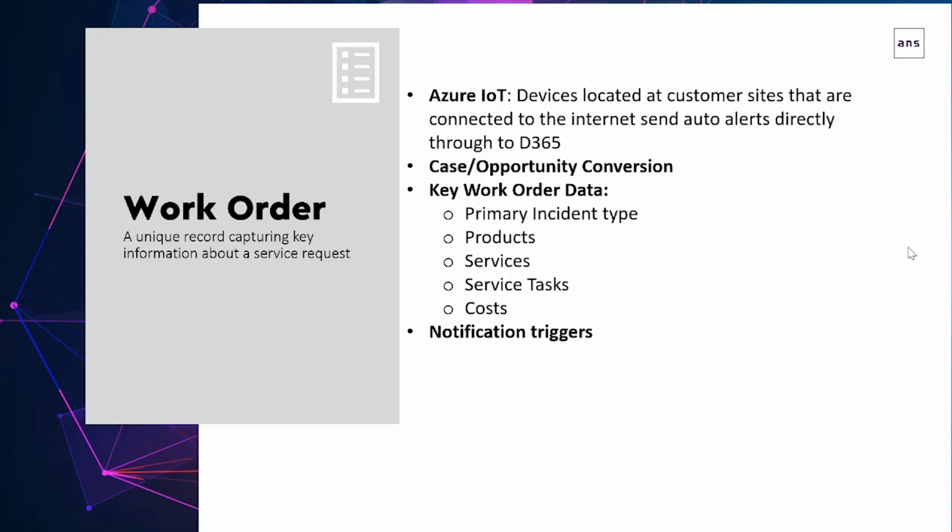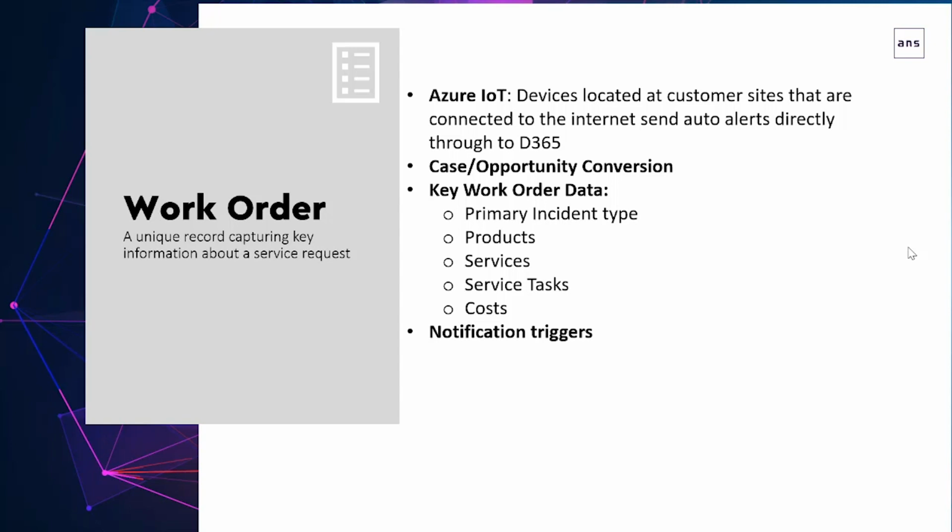So Azure IoT, these are devices located at customer sites that can be connected to the internet and send automatic alerts directly through to Dynamics 365. So you can proactively maintain equipment on site. So if a refrigeration unit drops below a particular temperature, for example, it can notify you. You can flag that within Dynamics 365 and proactively send an engineer to go and have a look to see what's going on.